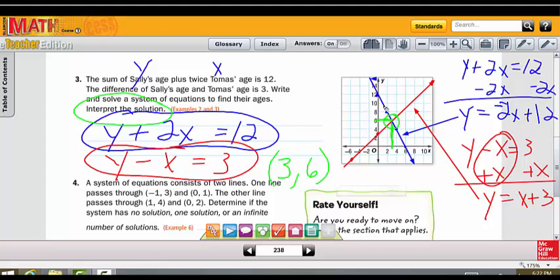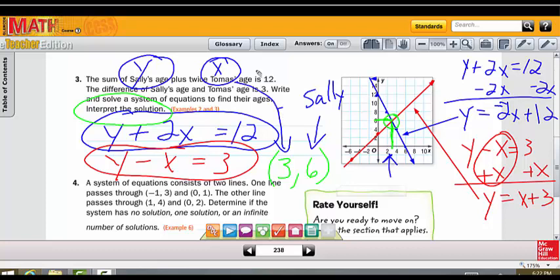Well, what the solution means is this. Remember, we showed Sally's age to be our y-coordinate, so Sally's age is 6. This stands for Sally's age. And then our x-coordinate was Tomas's age, which is right here, which is the 3. So this is Tomas's age.